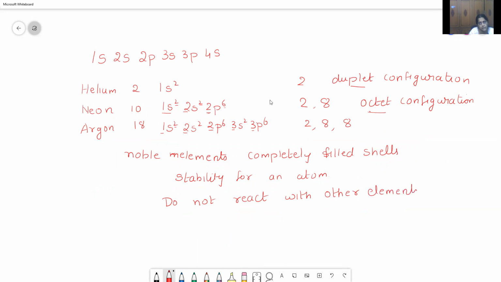So now say for example the shells of an element are not completely filled. Then what happens? To reach the stability, they need to have 8 electrons. So they will go to other elements and try to take electrons from the other elements. So the elements which do not have this octet configuration will interact with other elements. So when 2 atoms or 2 elements interact, they are going to bond. That is what is called chemical bonding.